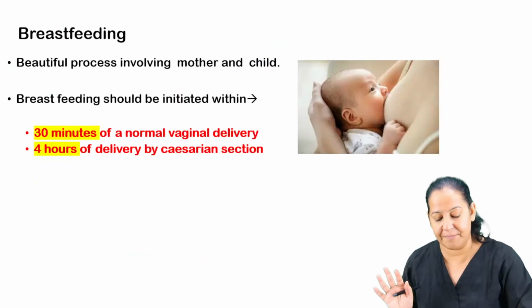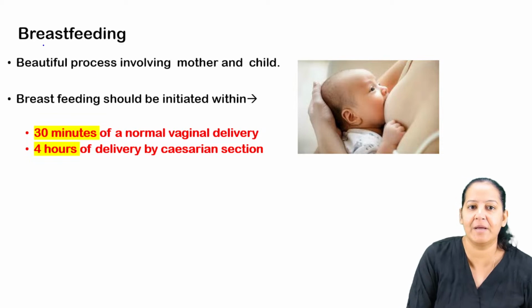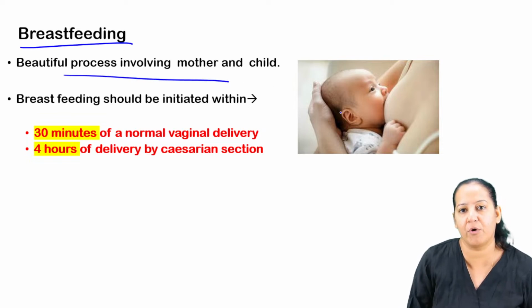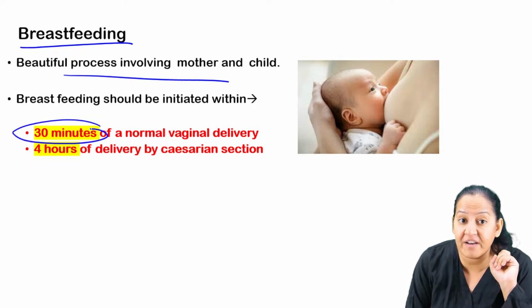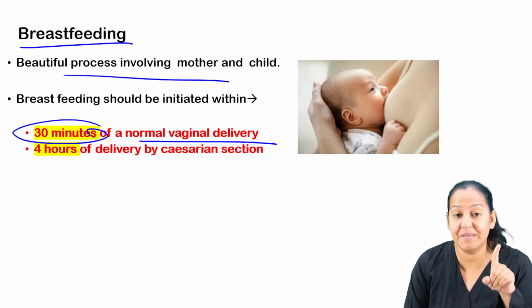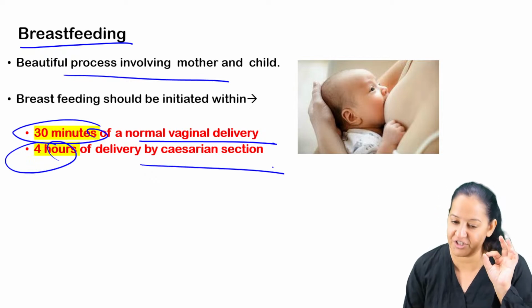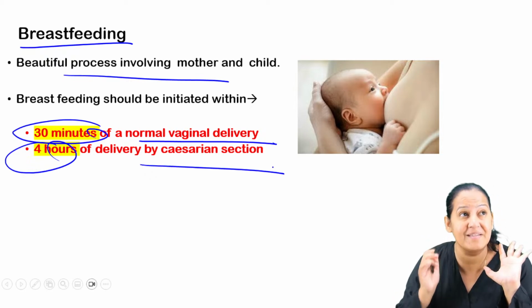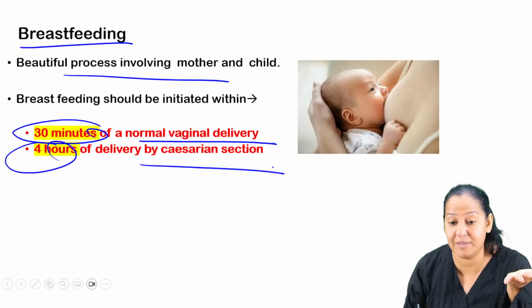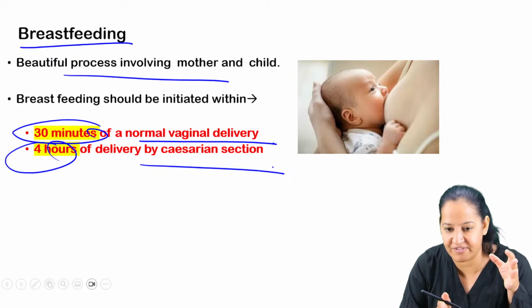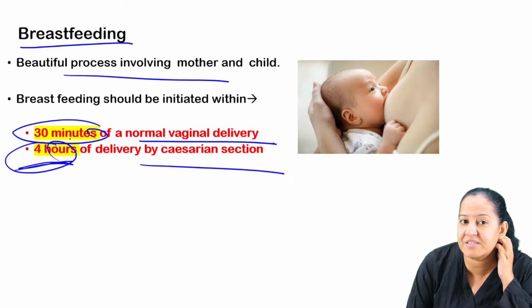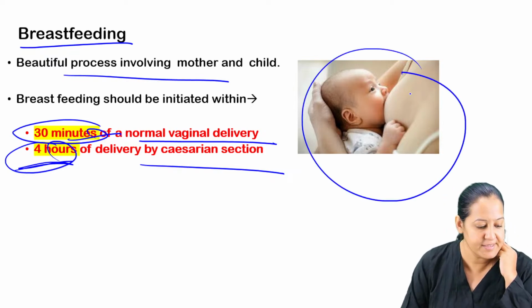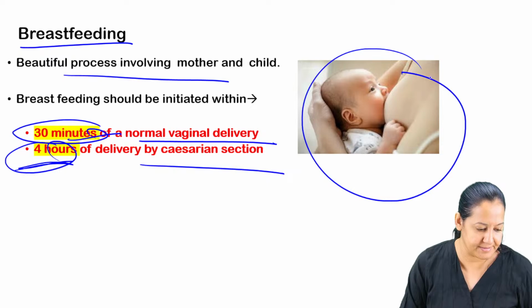So coming to breastfeeding, a few important points. Breastfeeding is a beautiful process involving the mother and the newborn. It should be started within half an hour after vaginal delivery, and within 4 hours after cesarean section. These are the guidelines. Because in cesarean section, anesthesia is given to the mother, and she may be in the recovery room for a few hours. So within 4 hours it should be started, but after vaginal delivery, within 30 minutes.